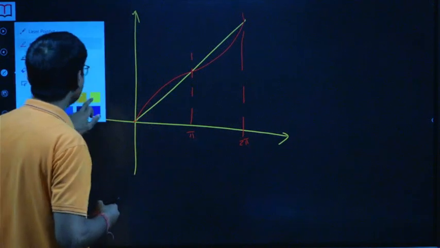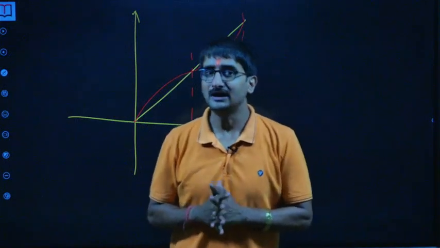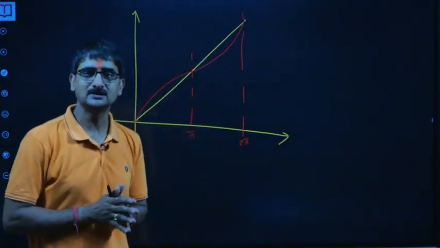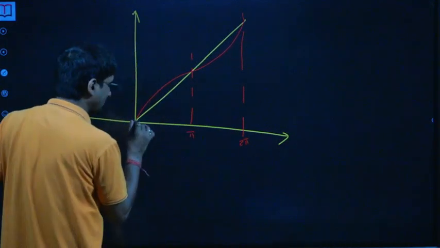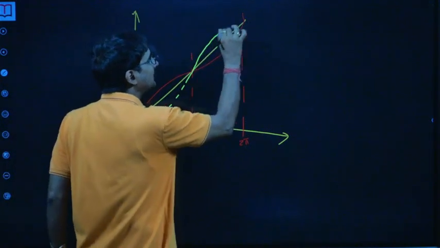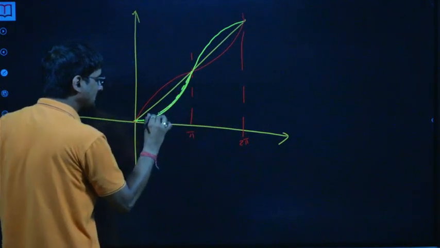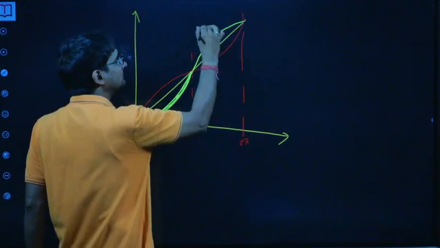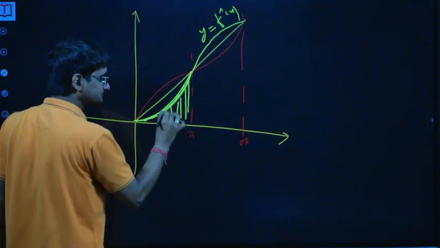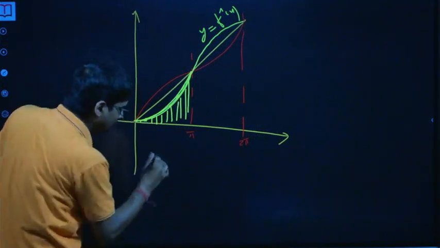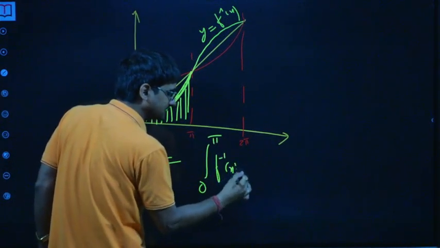Now if we go for its inverse, what's the property of the inverse? The property of inverse says that you can get its curve by taking the mirror image of y is equal to f(x) on the line y is equal to x. So if I have to draw its mirror image, this is how it will look. So what are we looking for? We are looking for the area bounded by y is equal to f inverse of x between 0 to pi. So the area is the integral from 0 to pi of f inverse of x dx.